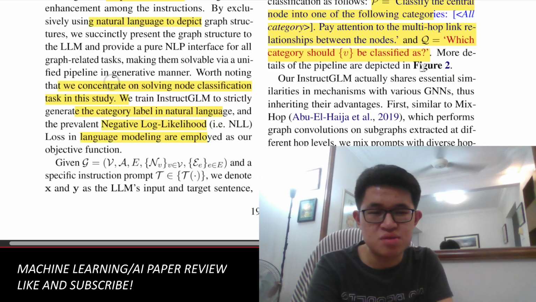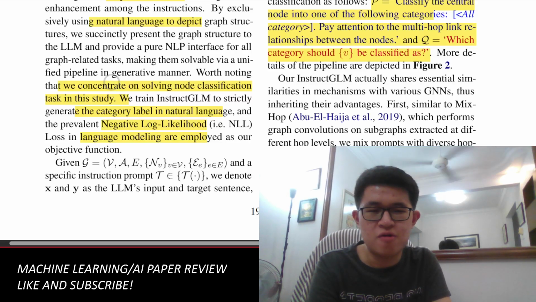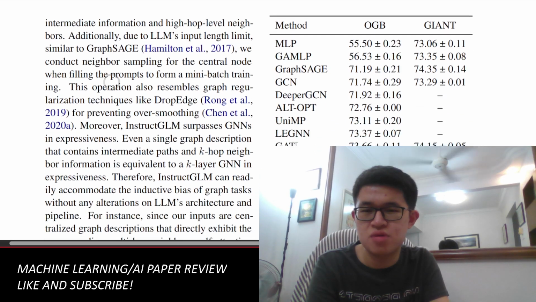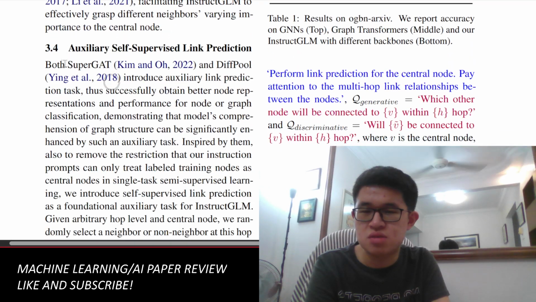I also describe what prior works inspired their approach, but that's not going to be relevant for our case right now. So let's skip that.